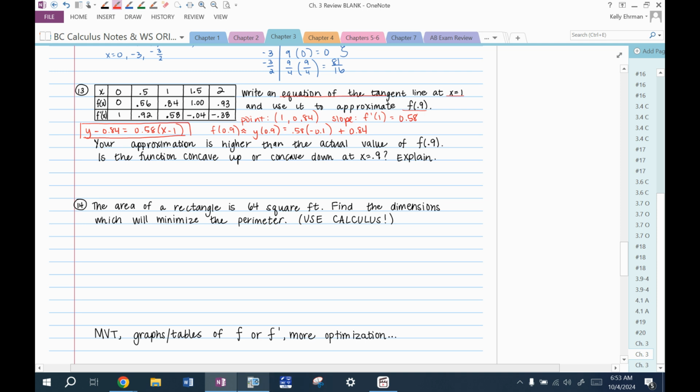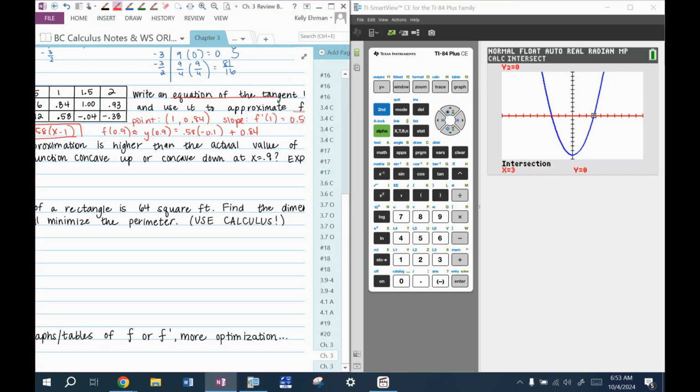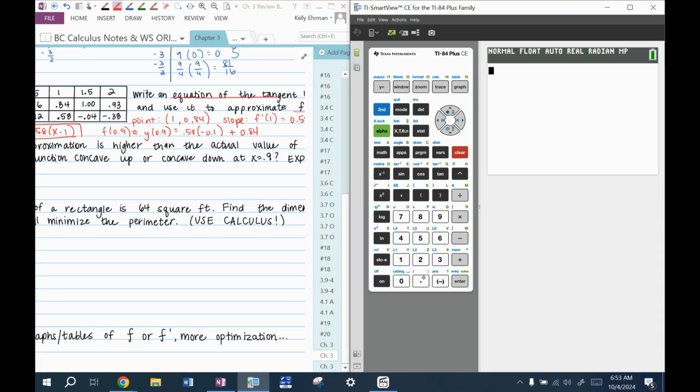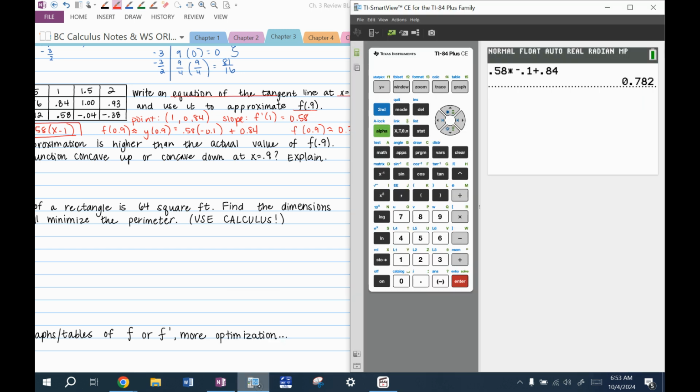And we probably could do this without a calculator if we really had to, but it's early. Let's just do this. 0.58 times -0.1 plus 0.84, I'm getting 0.782. So f of 0.9 is about equal to 0.782.